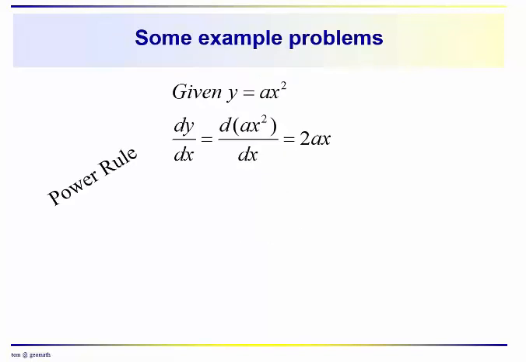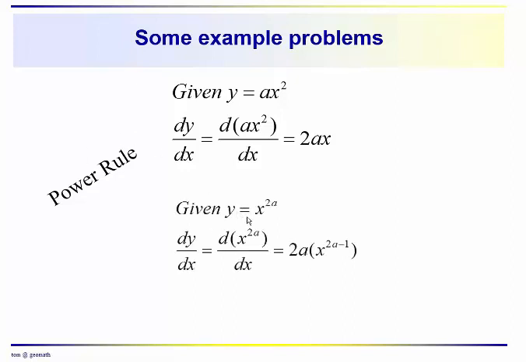So here's a couple additional examples. Probably tired of seeing this one: y is equal to ax squared. The derivative of ax squared is just equal to 2ax. Now if we had something a little bit more complicated, like y is equal to x to the 2a, we're just looking at the power rule now.